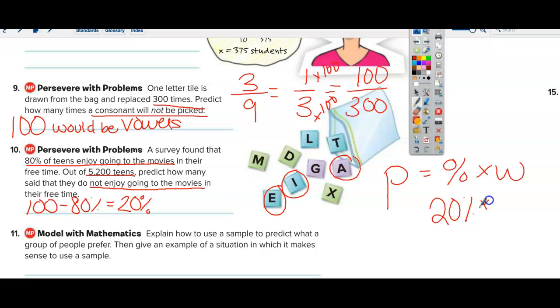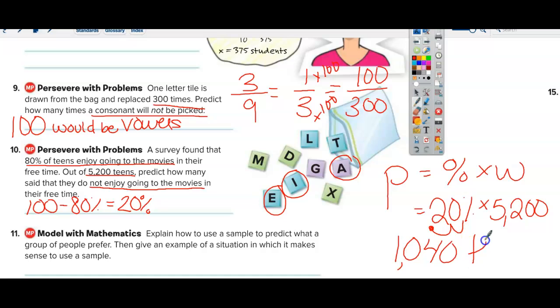What else do I know? And that is my what? Your whole. My whole, because that's my total number of students. What do I need to do with my percent before I type it in my calculator? Make sure it's a decimal, so I move it how many times? 1, 2. So 2 tenths times 5,200. Miss Addie, will you tell me what I get? 1,040. And what would you like me to label it?